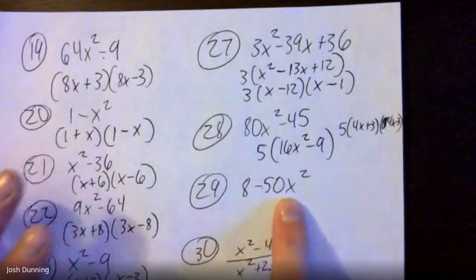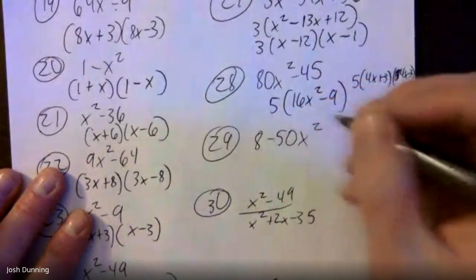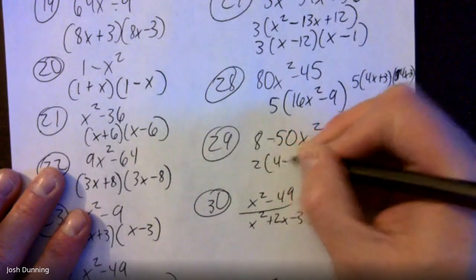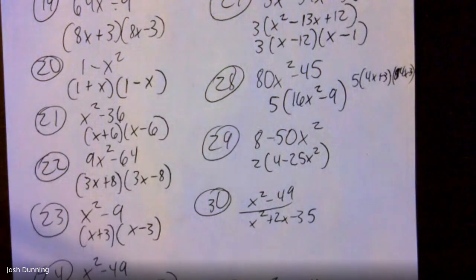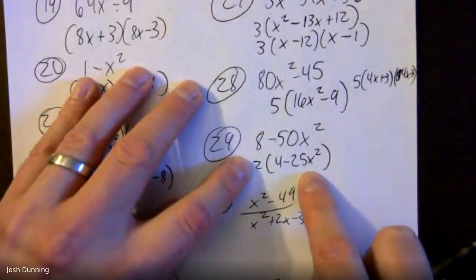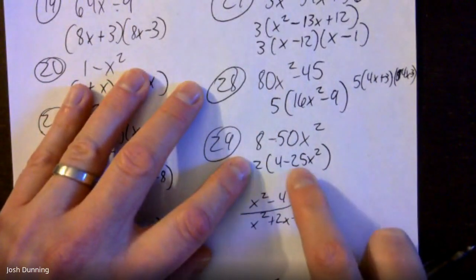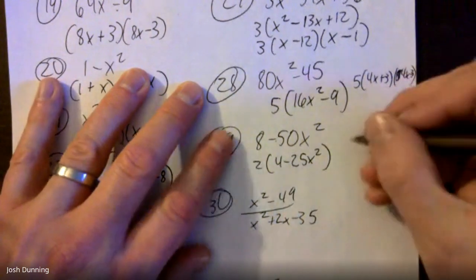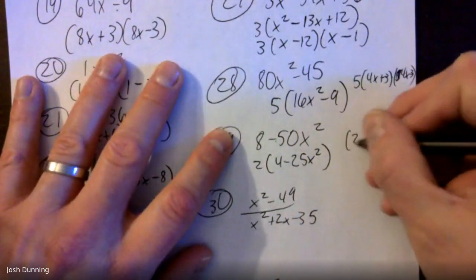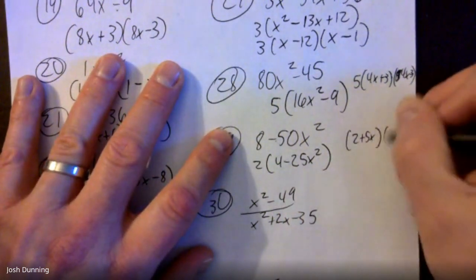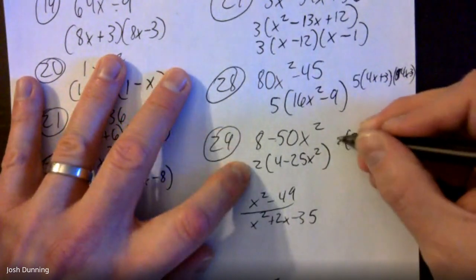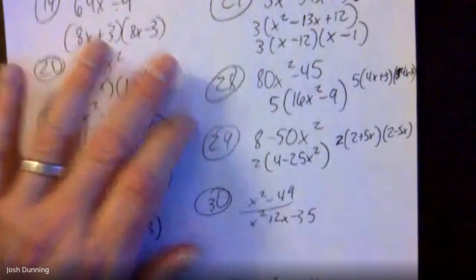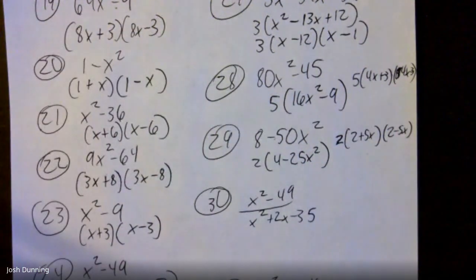The GCF on this one is 2. Divide those both by 2. And hey, it's dots again. 2 plus 5x and 2 minus 5x. Bring the 2 over with you. All right.